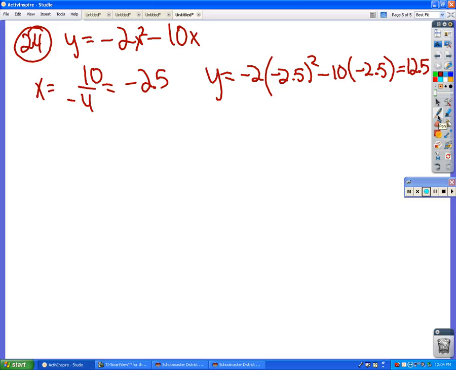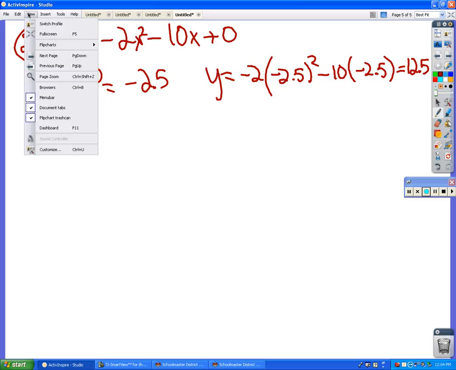Nice, yeah. So Jolena points out that since there's nothing on the end there, you assume that there's a 0 there, which means that it crosses the y-axis at 0, okay?